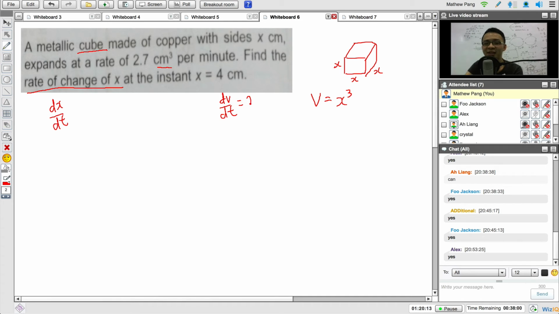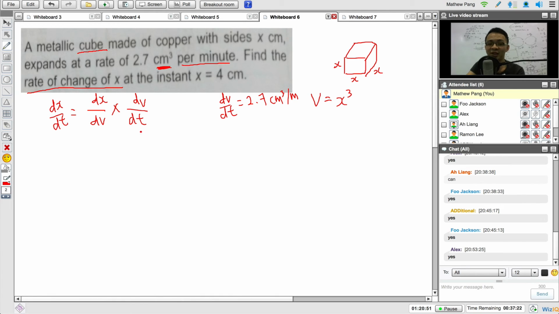If you can't get dV/dt equals 2.7 cm cubed per minute, what you can do is understand from the unit it gives. You see cm cubed, you write dV. You see per minute, you write dt. So obviously this is dV/dt. Now I got V, I got t, I got x, so I can form the chain rule easily. I draw two lines, I write multiply here. This one I copy the top one, this one I copy the bottom one. So the middle one obviously is V, dV. Now I got my chain rule already.